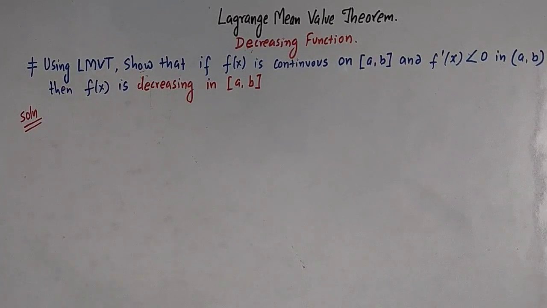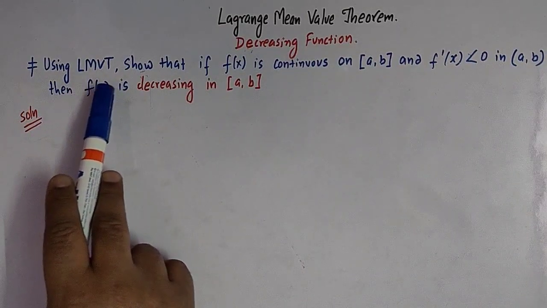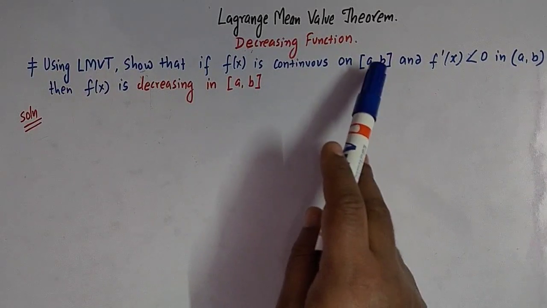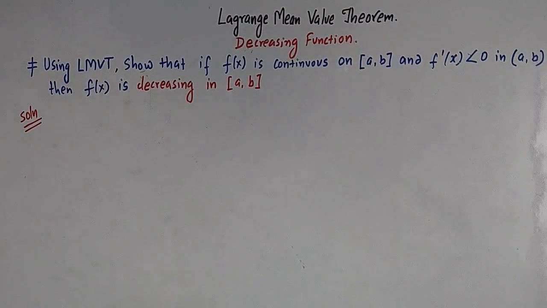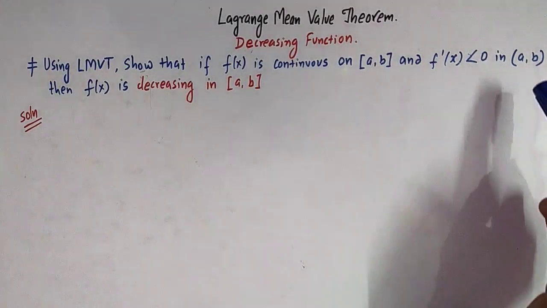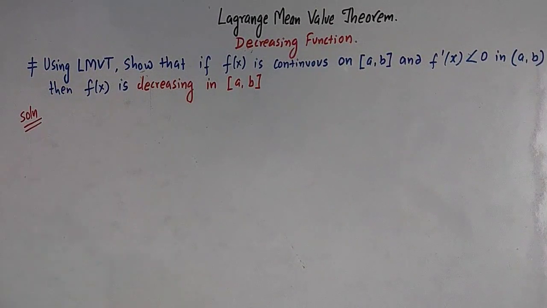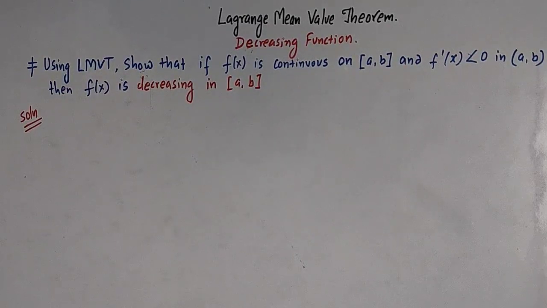So here we have the statement: using Lagrange's mean value theorem, show that if f of x is continuous on some interval [a, b] and f prime of x is less than 0, that is the derivative is less than 0 in the open interval (a, b), then f of x is a decreasing function in the interval [a, b].